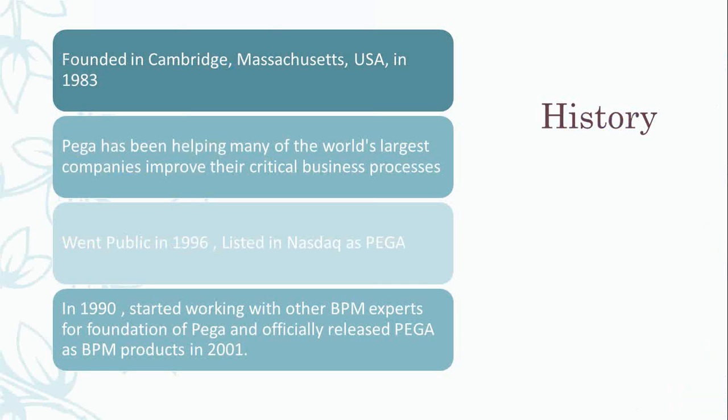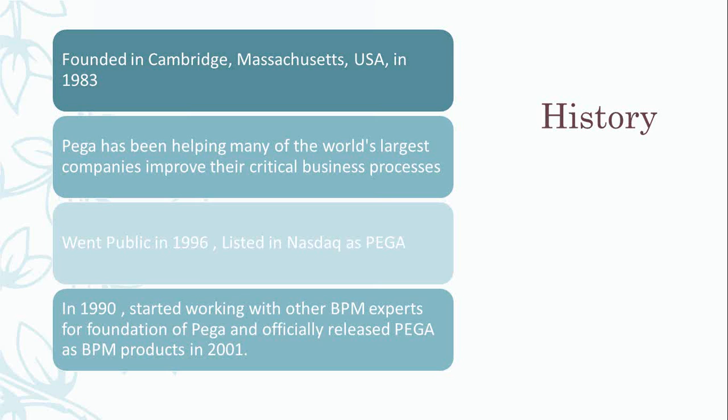Now, there is a history about Pega. Pega started in 1983, and initially they did not start as a BPM product. Initially, they were helping with message transmission between different systems, mainly mainframe messages for American Express and some of the biggest players in America, supporting them on that.